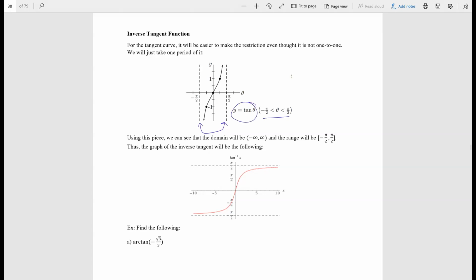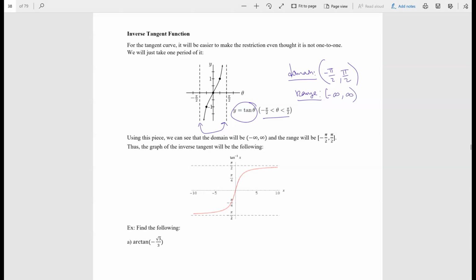Here you can see that the domain is going to be where one period is located, which is negative pi over 2 to pi over 2, and these endpoints are not included. The range in this case is all real numbers, because it can be anything, so from negative infinity to positive infinity.